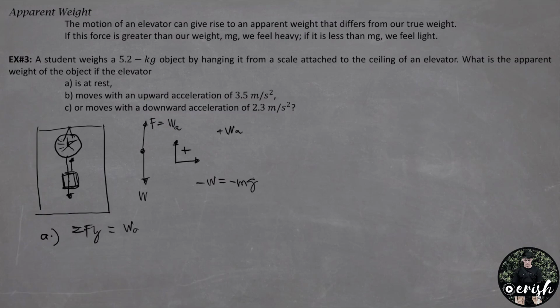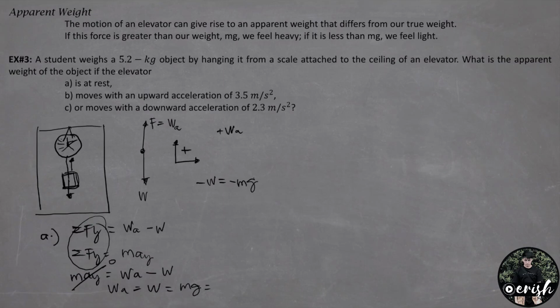This is equal to the apparent weight, or yung force na nanggagaling sa scale, na binibigay ng scale, minus yung weight ng object. And by Newton's second law of motion, itong Fy na yan is equal to mass times the acceleration y. So pwede nating i-equate itong dalawa na to: mass times the acceleration y is equal to the apparent weight minus the weight ng object. Again, naka-rest yung ating elevator, so meaning no acceleration, zero na agad ito. Therefore, yung apparent weight natin is directly equal sa weight ng object, which is mass times gravity. And by substituting the values, ang mass natin is 5.2 kilograms times 9.81 meters per second squared. Ang apparent weight natin for letter A is equal to 51 Newton.